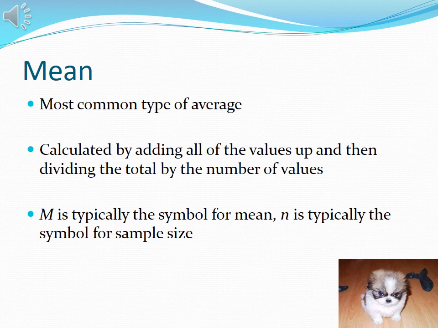Lowercase n, italicized, is typically the symbol for sample size. We'll use the term sample. Actually, we've already used it in the previous chapter, but we'll continue to use it throughout this course as well. So literally the total values added up divided by lowercase n gives you capital M, as it were, the mean.